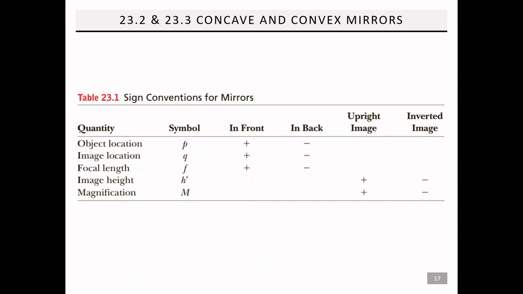There have been a lot of rules on the previous few slides, and the table on this slide summarizes them. For example, the magnification m: the last thing I said on the last slide was that if you have an upright image, m will be positive, and if you have an inverted image, m will be negative. So this table gives you a quick summary of all those rules I explained.